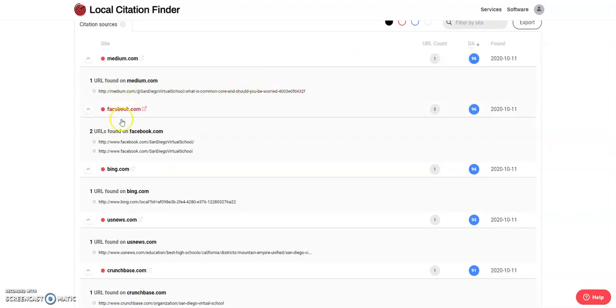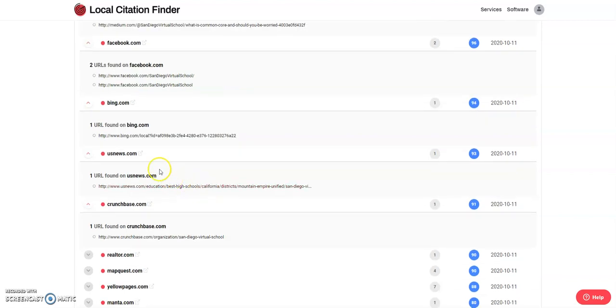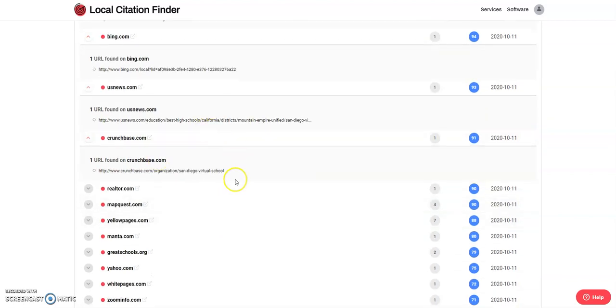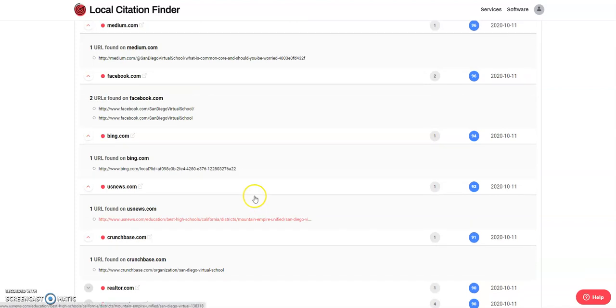If you look at citations, they are things like where you can submit to be listed. So you can submit to be listed at medium.com. This looks like it might be a blog of some sort that they asked to be a part of. Bing, obviously, Search Engine US News, Crunchbase. It's an organization they probably partner with, Realtor.com, MapQuest.com, YellowPages.com.